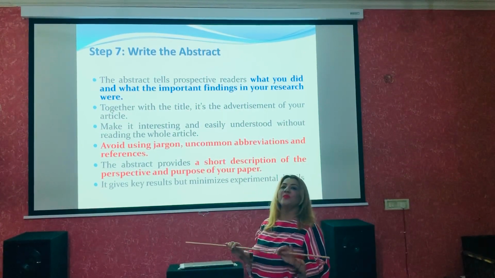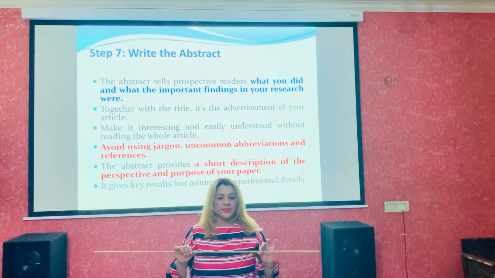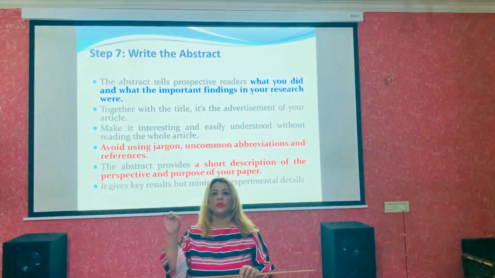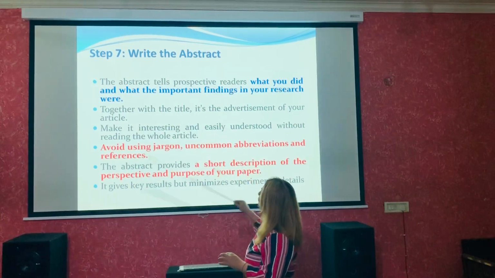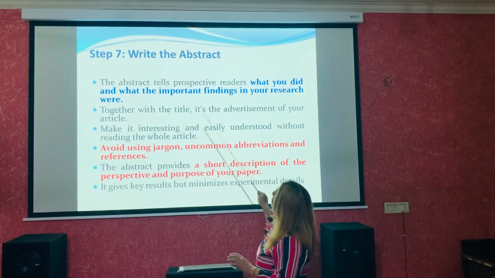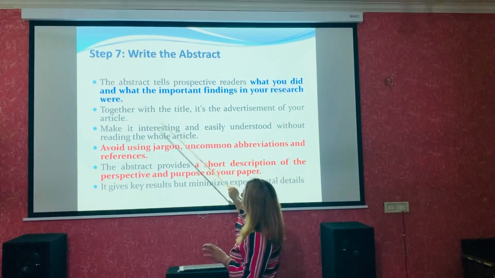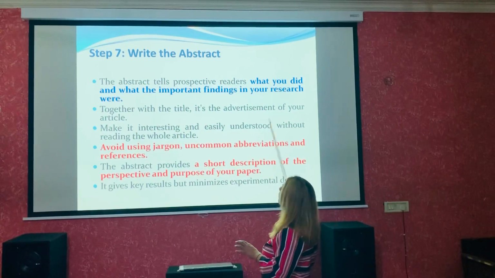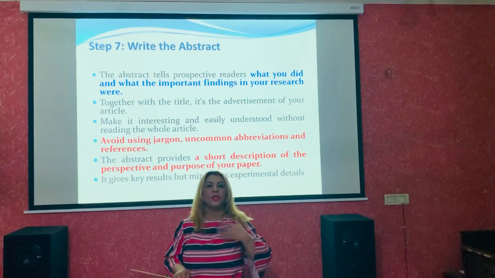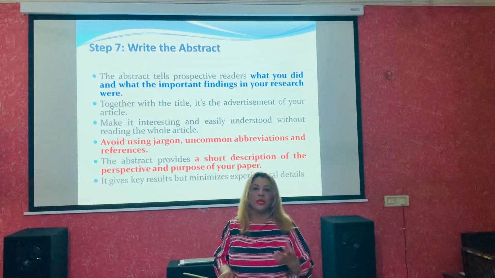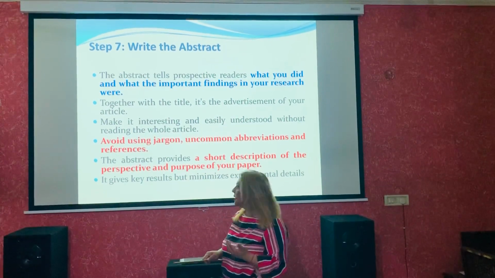Now here comes the most important part. As I said in the beginning, people sometimes start writing their scientific findings with the abstract, or some with the introduction, but this comes at number 7. So now we will write the abstract, and basically the abstract tells the readers what you did and what the important findings in your research are. Together with the title, it's the advertisement of your article. By merely writing the abstract, you can generate curiosity among the readers, that this is worth reading, and they can cite this piece of work in their own research publications.